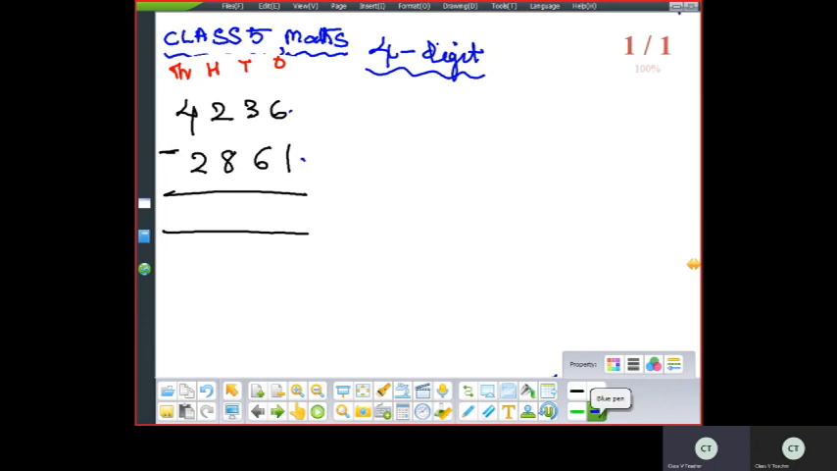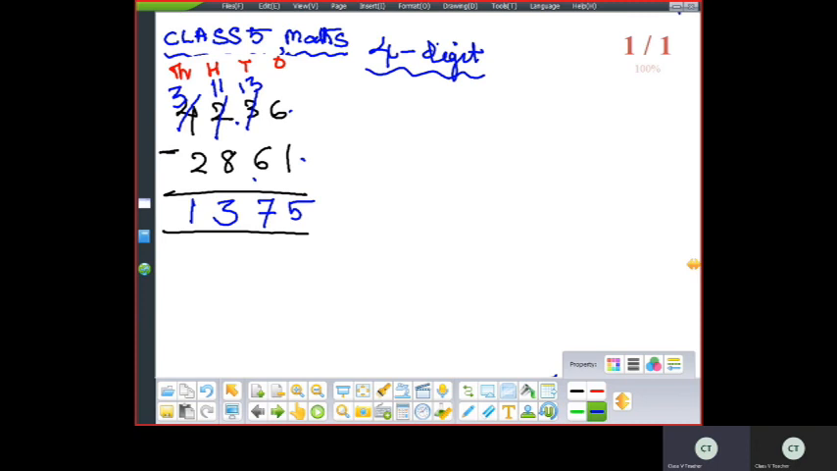6 minus 1 is 5. Now 3 will not go in 6, so 3 will become 13 and 2 becomes 1. 13 minus 6 is 7. 2 minus 1 is 1. Now the next number, the 100s place: 1 will not go in 8, so 1 will become 11 and 4 will become 3. 11 minus 8 is 3. 3 minus 2 is 1. Got it, children? Understood the problem?